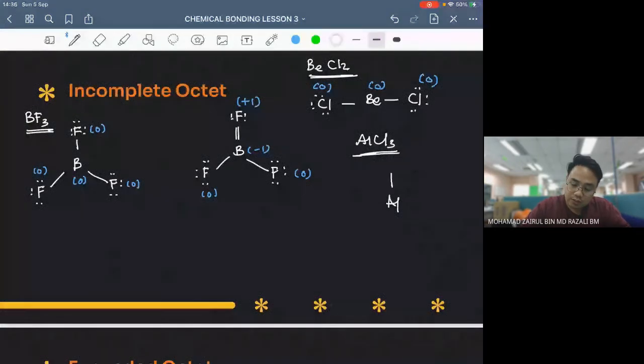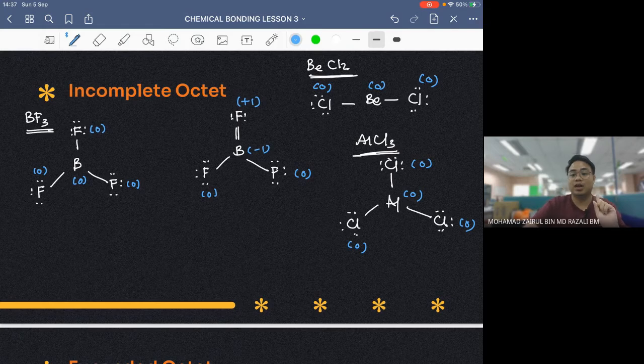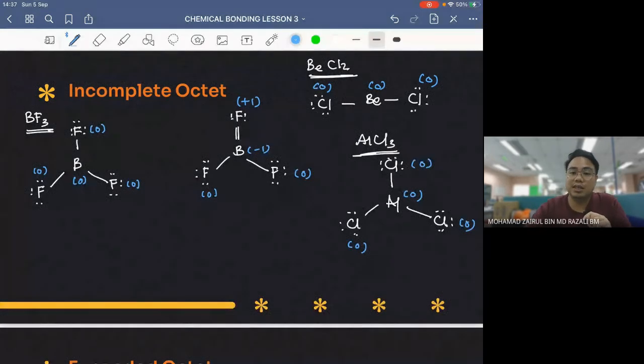And then the chlorine, okay, the chlorine will become the terminal atom. So again, calculate the formal charge for each of the atom. So chlorine, this one 0, 0, 0, and this aluminium also 0. So if you consider the formal charge, this structure atau this Lewis structure is the stable one, even though this does not have octet configuration on the central atom.